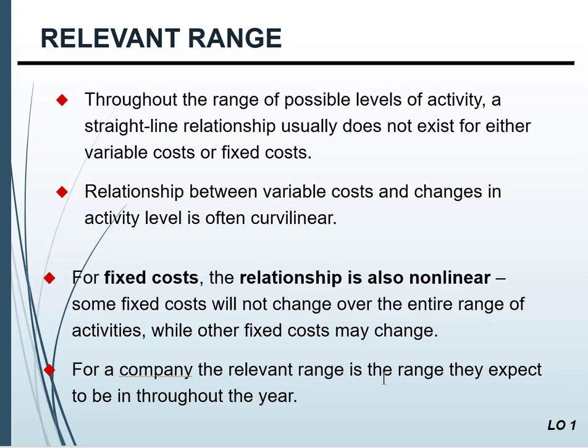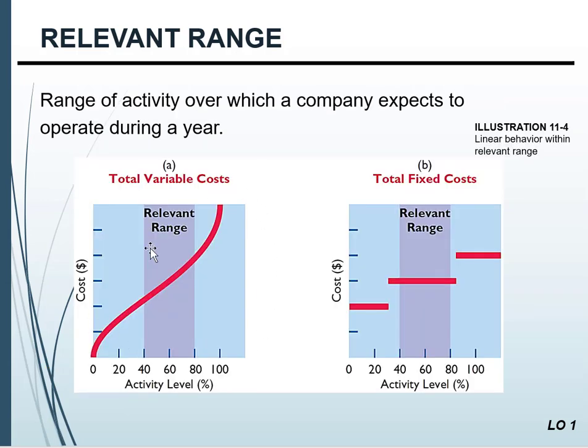but there's going to be changes as the relevant range changes itself. So think graphically, we have a range. We think we're going to work between 40 and 80% activity level. What is our variable cost in that range? It's right here. It's this curve here. What is our relevant range and total fixed cost in this range? It's this line right here in this shaded area.